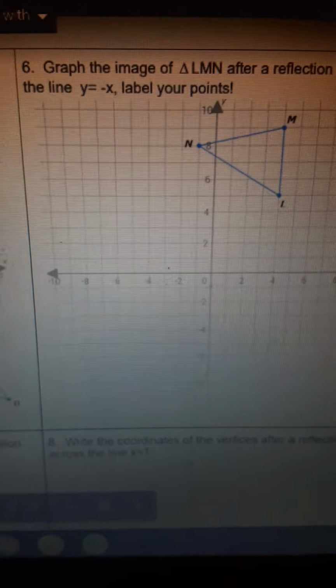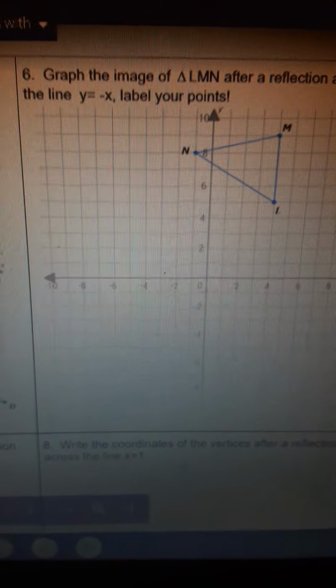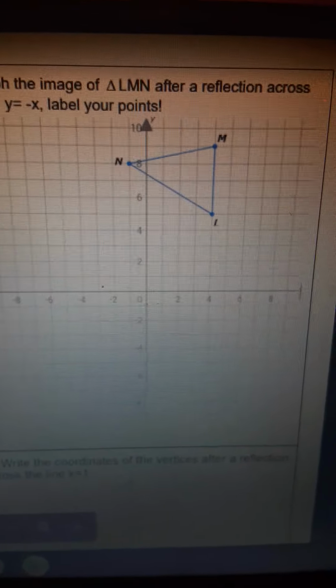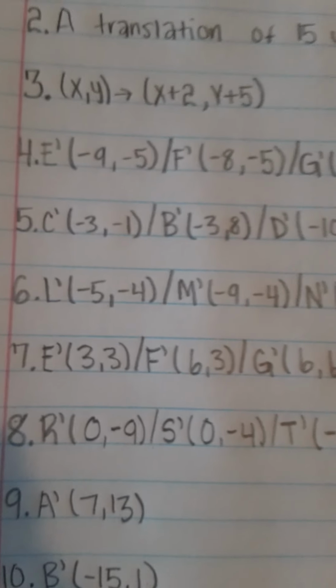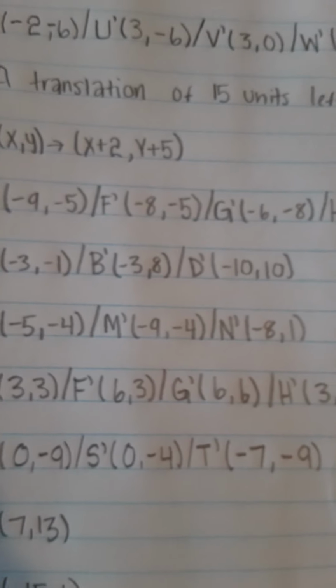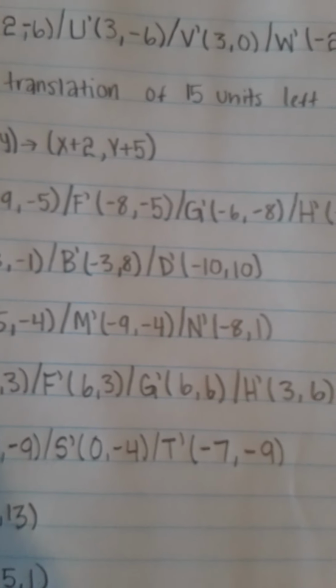6. The image of LMN after reflection across the line y equals -x. So for these, y and x swap, and both of them become negative, or the opposite. So after you found the coordinates, you use that formula, swap and opposite. So L prime -5, -4, M prime -9, -4, N prime -8, 1.